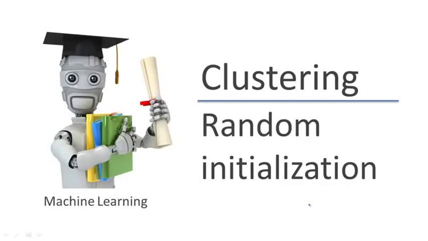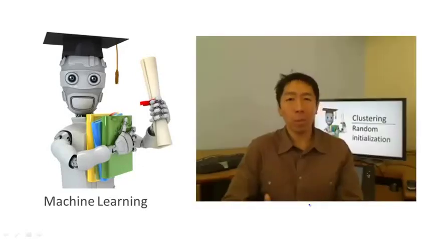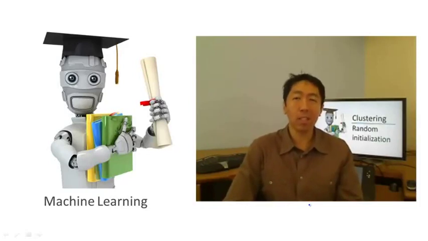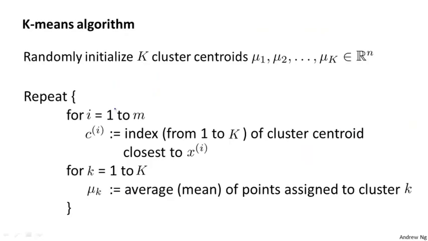In this video, I'd like to talk about how to initialize k-means, and more importantly, this will lead into a discussion of how to make k-means avoid local optima as well. Here's the k-means clustering algorithm that we talked about earlier. One step that we never really talked much about was this step of how you randomly initialize the cluster centroids.